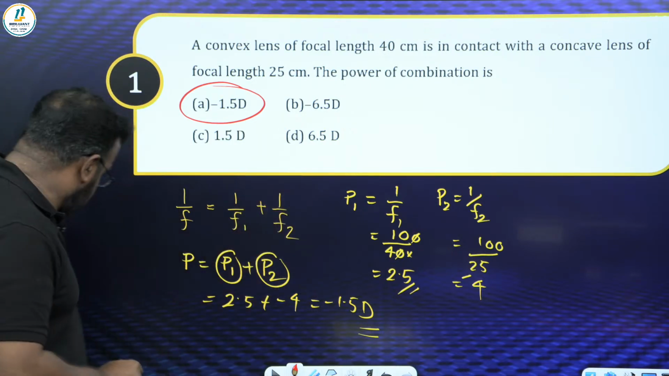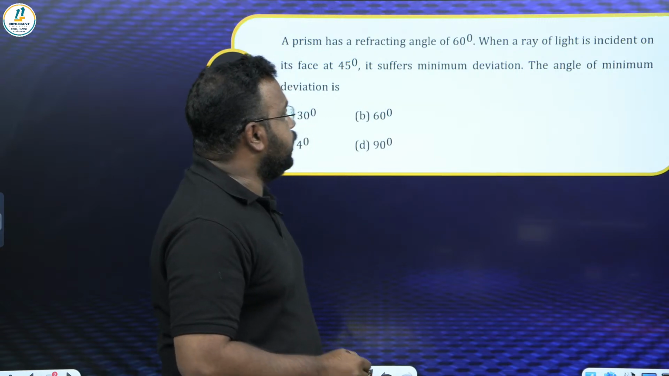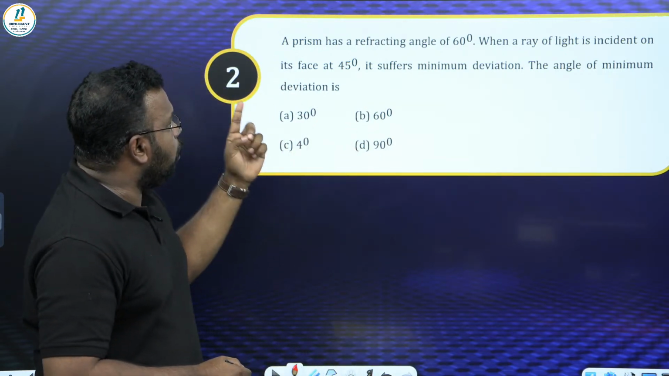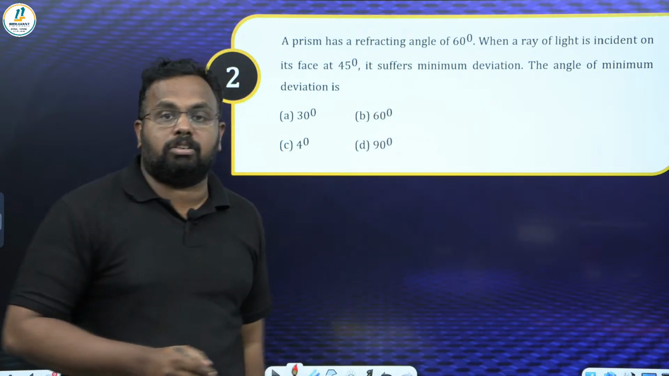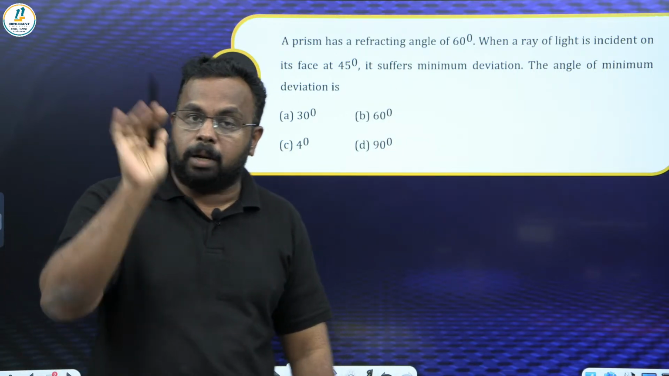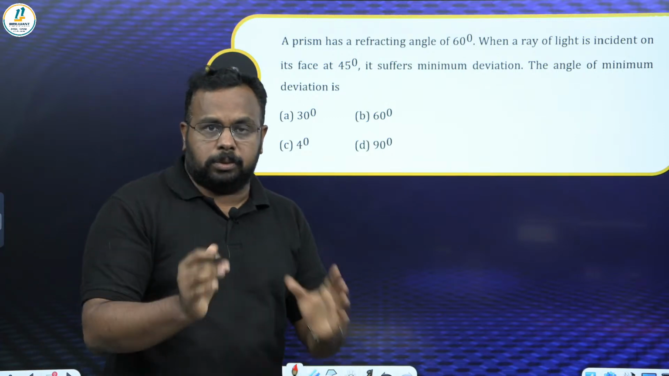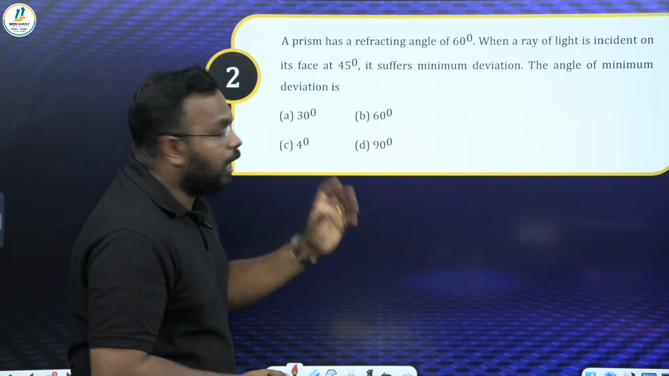So I'm going to the second question. A prism has a refracting angle of 60 degree. When a ray of light is incident on its face at 45 degree, it suffers minimum deviation. Then the angle of minimum deviation of the prism is? You know the importance of that topic. It's a probable 5-mark question. It's a topic from which they can ask many numericals, and in that we have a final equation.